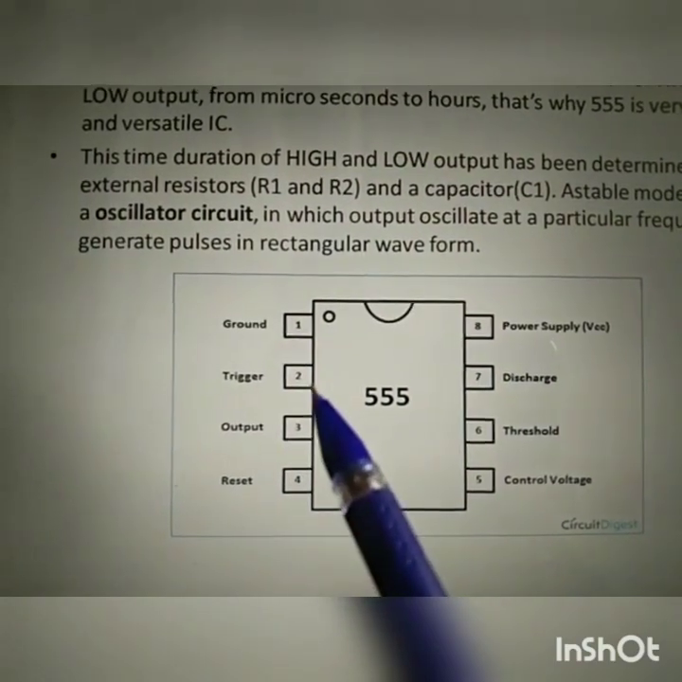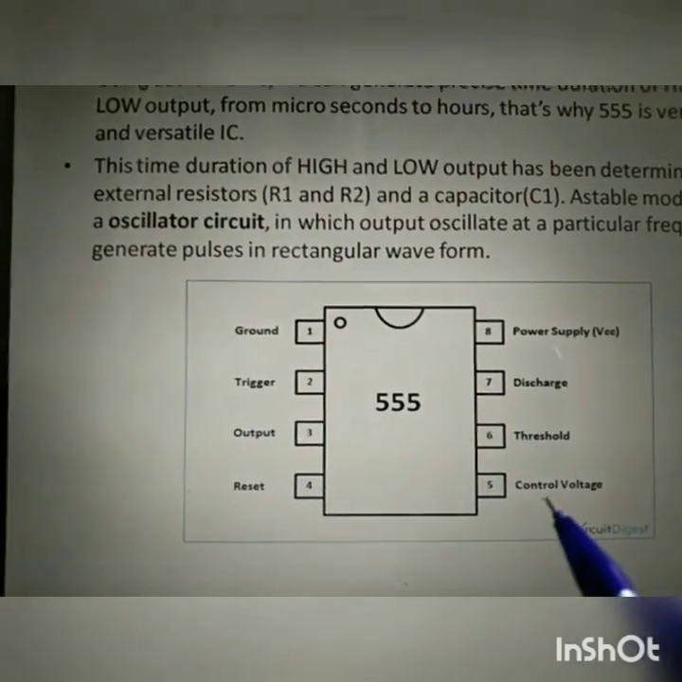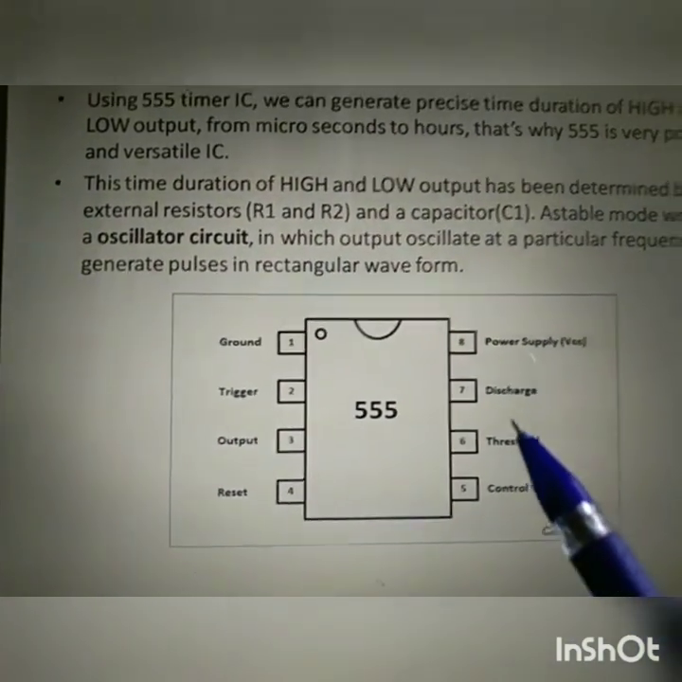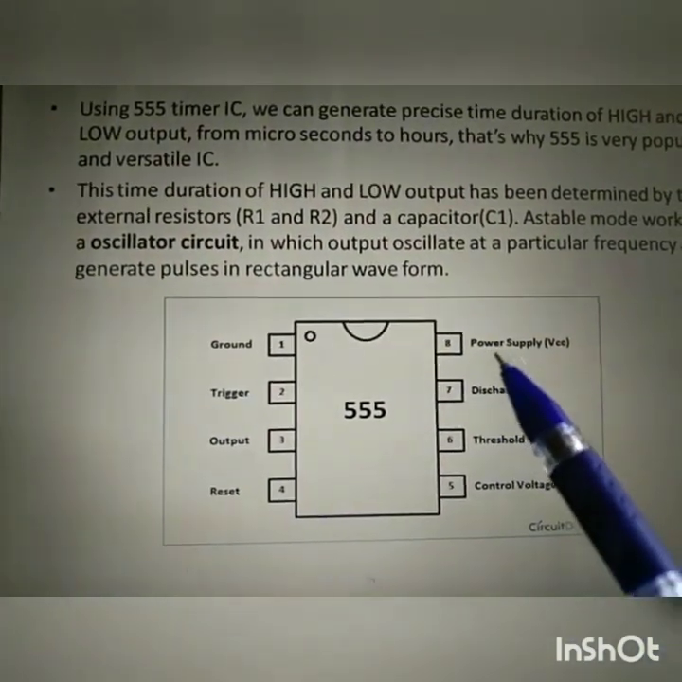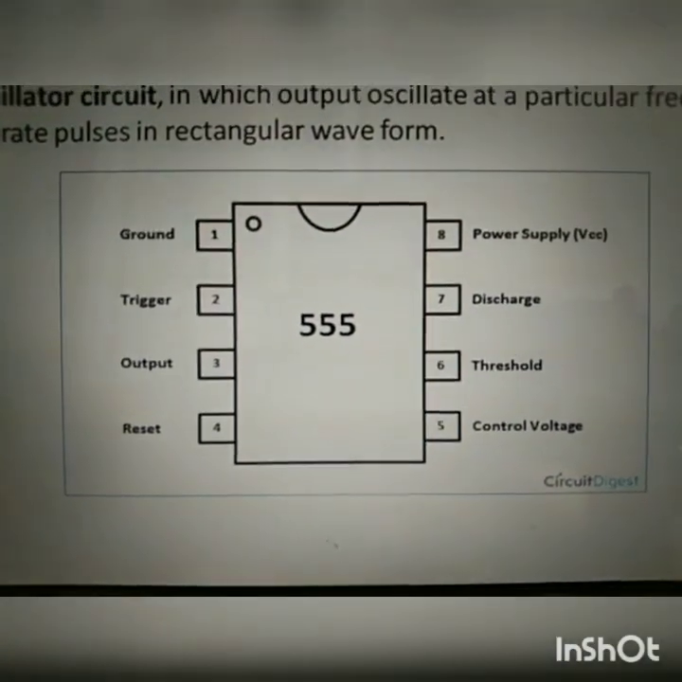The first pin is ground. Pin number 2 is trigger. Pin number 3 is output. Pin number 4 is reset. Pin number 5 is control voltage, then threshold voltage, discharge, and pin number 8 is power supply. This is the pin configuration of the IC 555 timer.